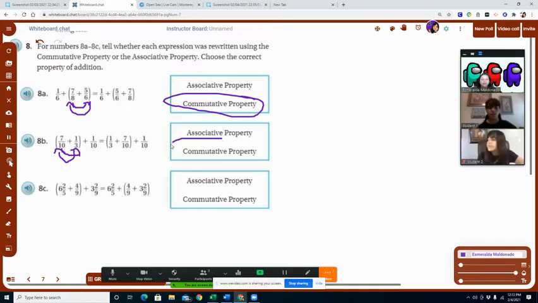Commutative. It's still the same, just changing the order. Yes, it's commutative because it's only changing the order. Excellent. And then 8C says 6 2/5 plus 4/9, close parentheses, plus 3 2/9.